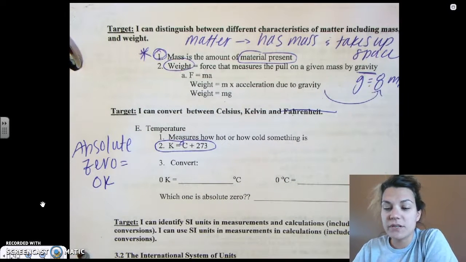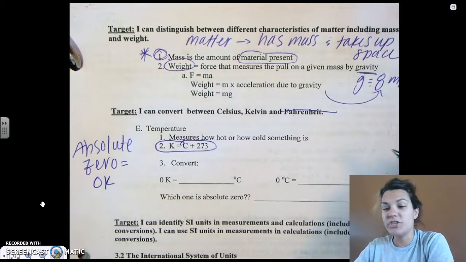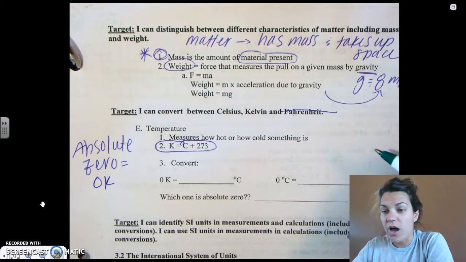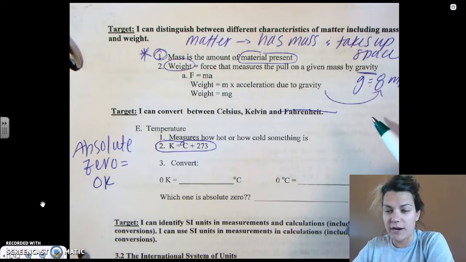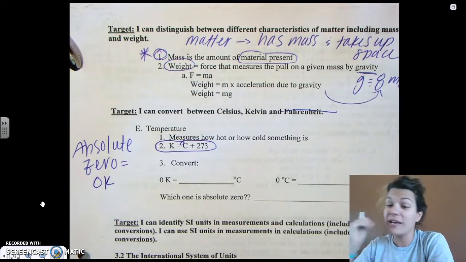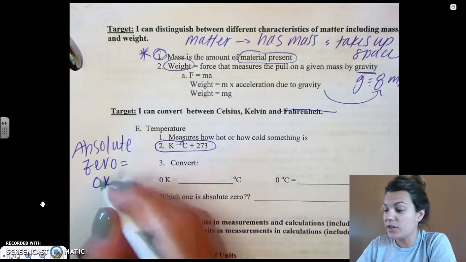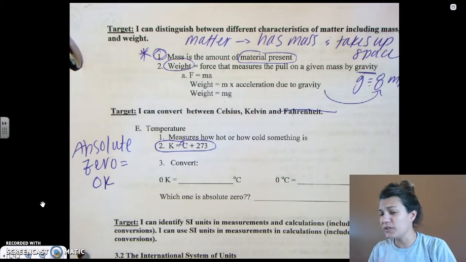At absolute zero, this is when particles no longer move. We've never achieved absolute zero. We've gotten really, really close in the lab, but we're not actually there. The temperature that's actually out in space is around 3 Kelvin. But 0 Kelvin is when all of the particles inside of your body or inside of an object completely have no more movement. It hasn't been achieved yet.